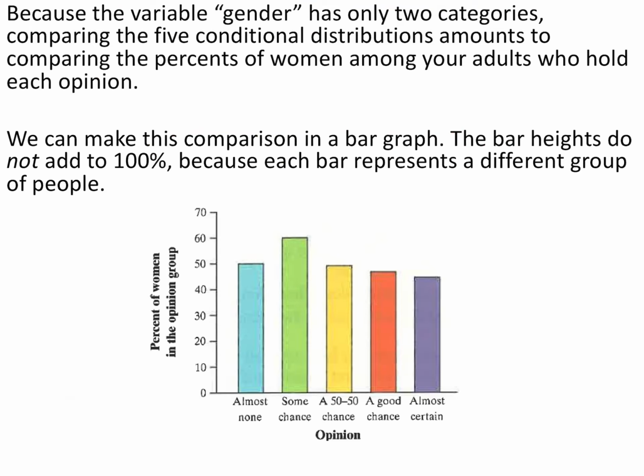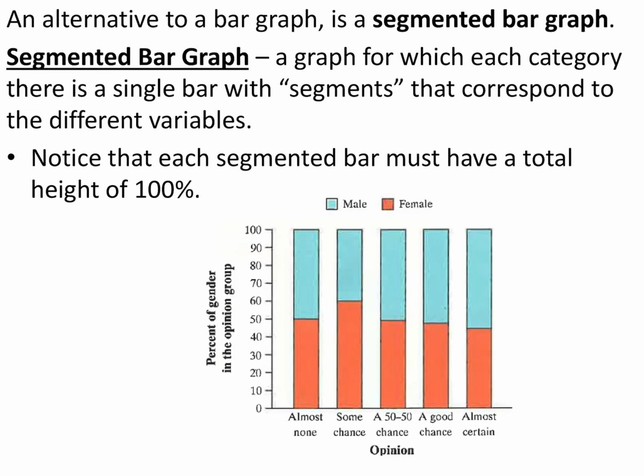Because the variable gender has only 2 categories, comparing the 5 conditional distributions amounts to comparing the percents of women among young adults who hold each opinion. We can make this comparison in a bar graph. The bar heights do not add up to 100% because each bar represents a different group of people. So, of the people who said they had almost no chance, about 50% of them were female. Some chance was about 60%. About 50% of the people who said there was a 50-50 chance were female, and so on and so forth.